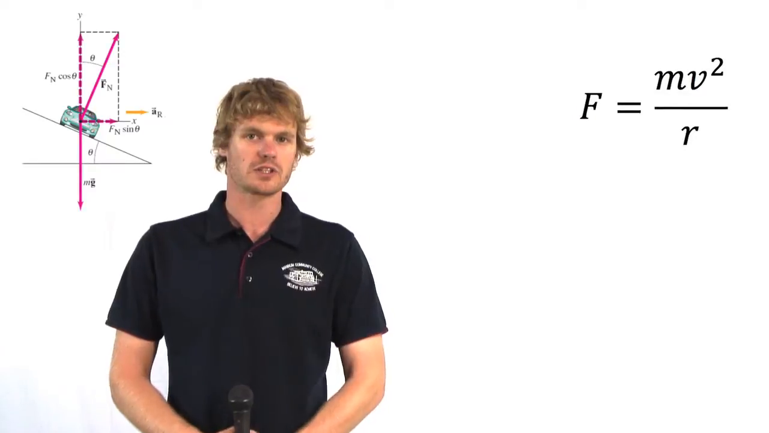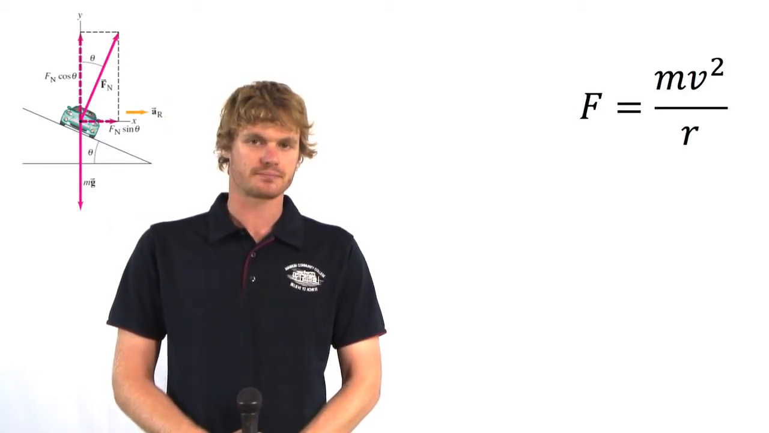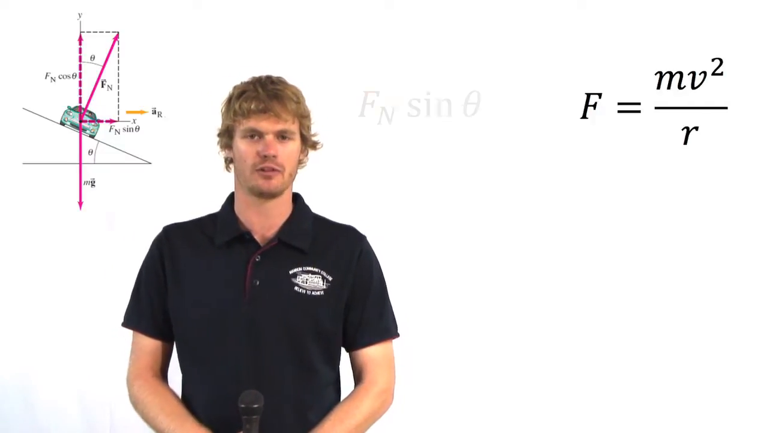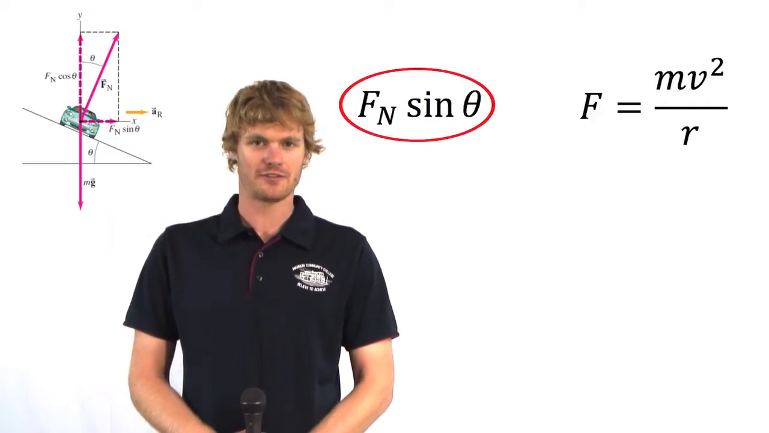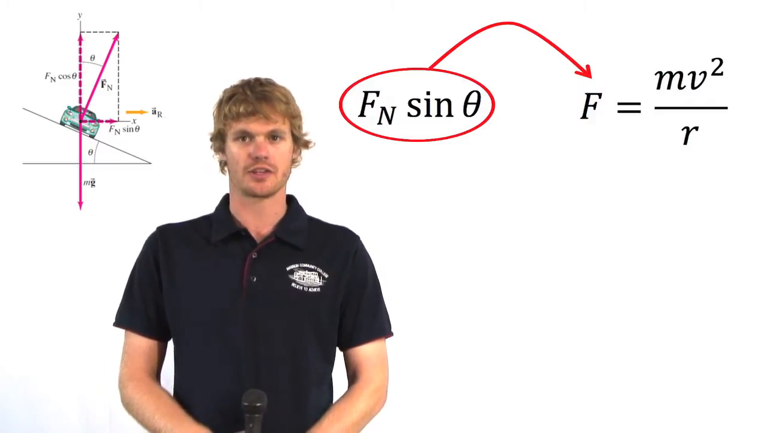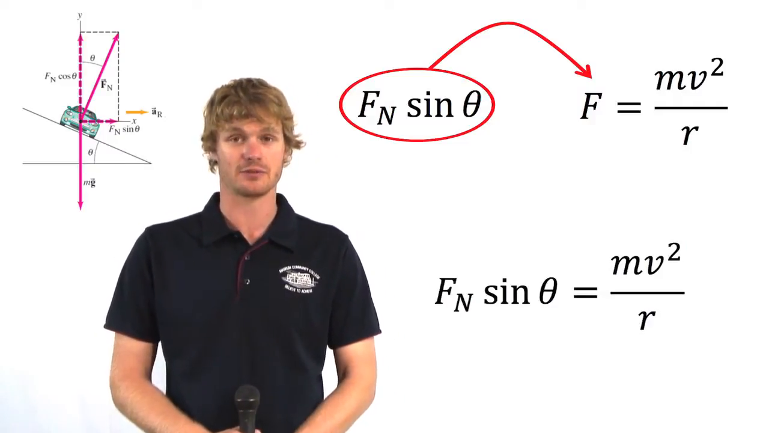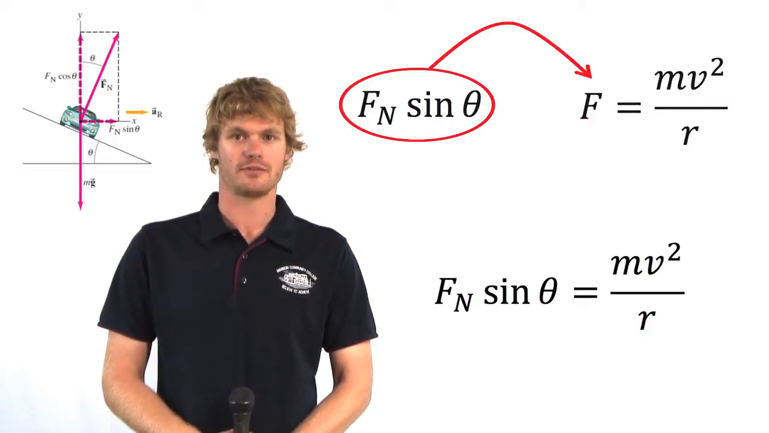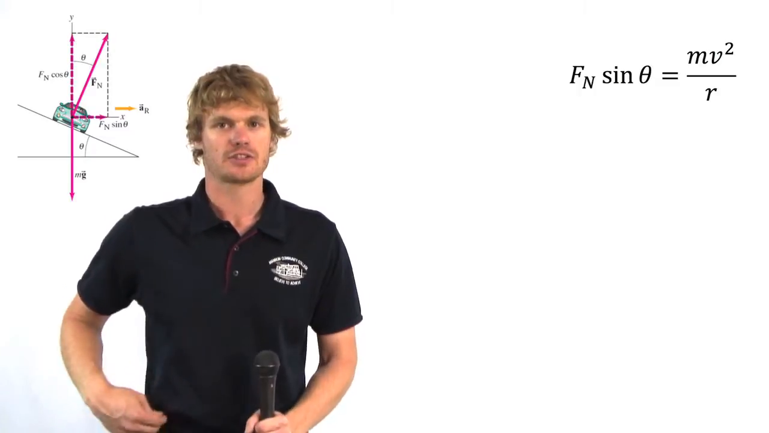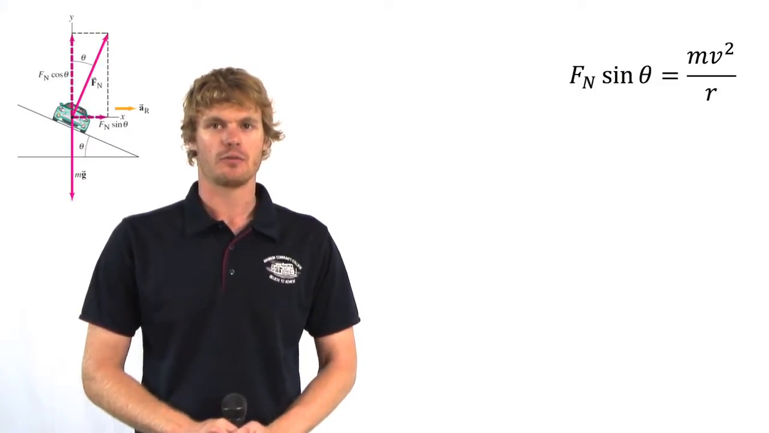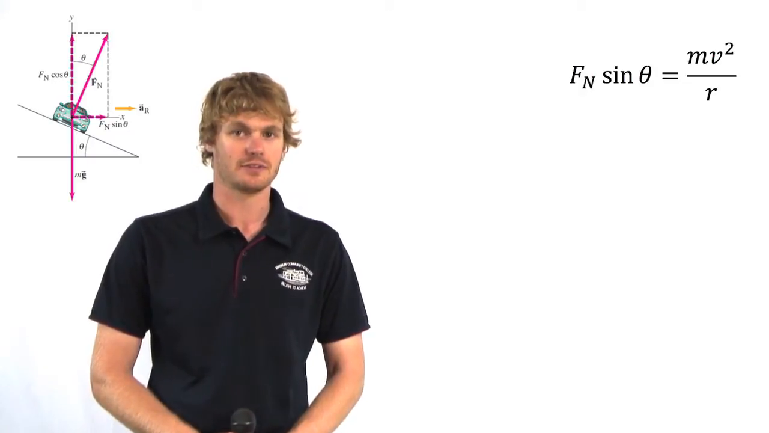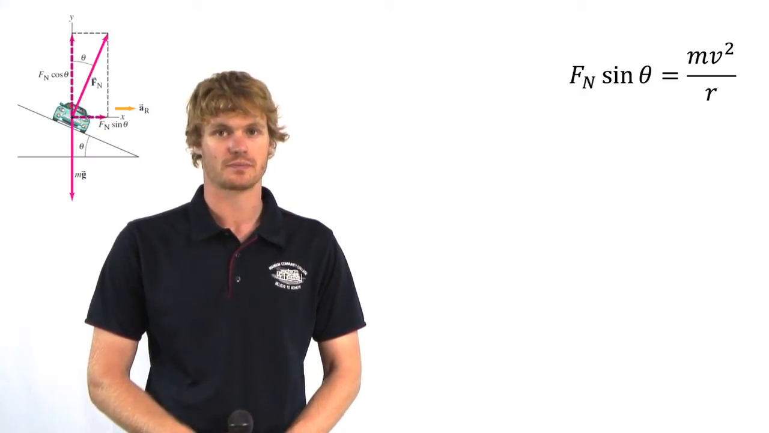So, if the force required to go around the corner is provided by the horizontal component of our normal force, that means that F is equal to now Fn sine theta. So Fn sine theta is then equal to mv squared on r. Using this, we can then work out the angle required to go around this corner without reliance on friction.